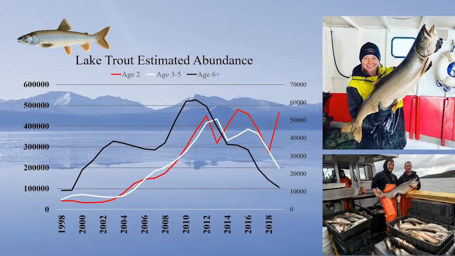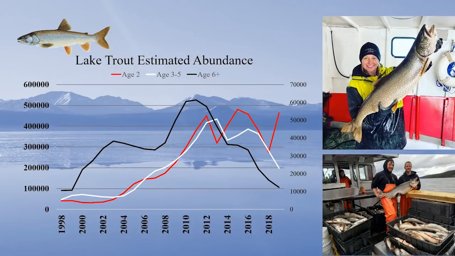So when we were able to get enough effort out in the lake beginning about 2012 is when we began to put the lake trout population into significant decline. The black line here is the decline of adult age 6+ lake trout, which we've reduced by more than 80% since 2012. The white line are the middle-aged lake trout, age 3 to 5, which we've also caused to decline in recent years.